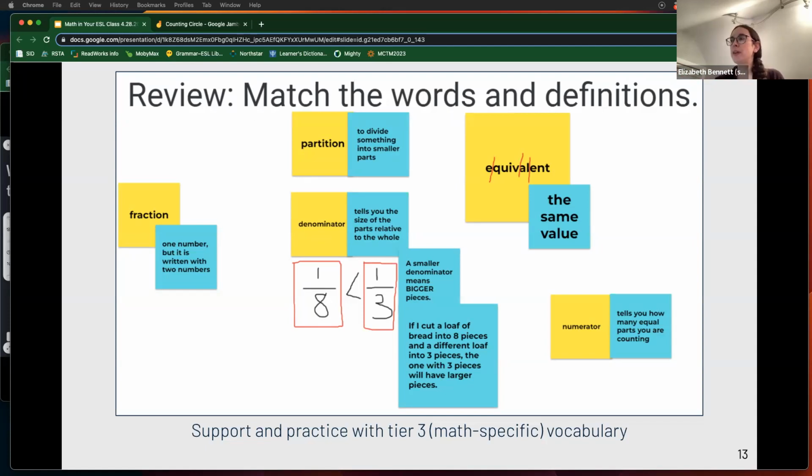But then that example, it looks kind of weird to say that something with an 8 is less than something with a 3, because normally we think 8 is more than 3. But again, you already understand this from your life. If you have a loaf of bread or a cake or whatever, and you cut it into 3 equal pieces, obviously those pieces are going to be bigger than if you cut it into 8 equal pieces to share it with 8 people.